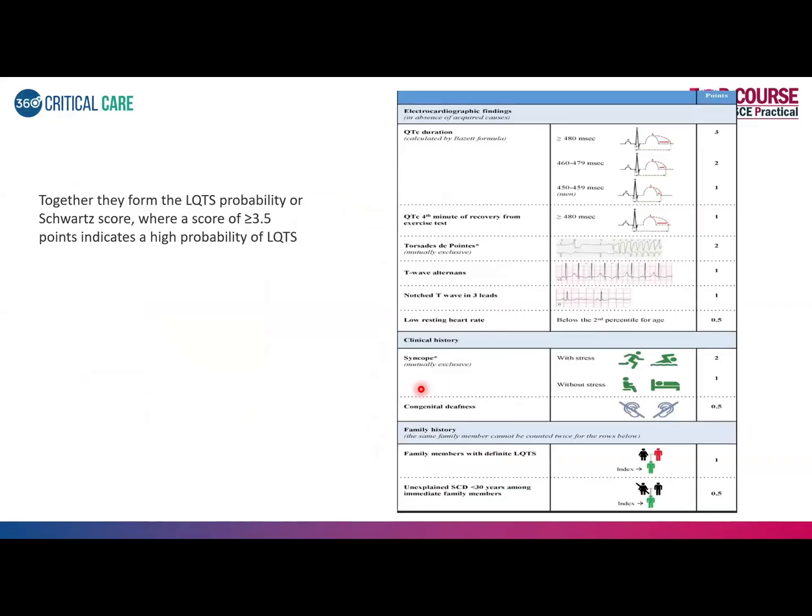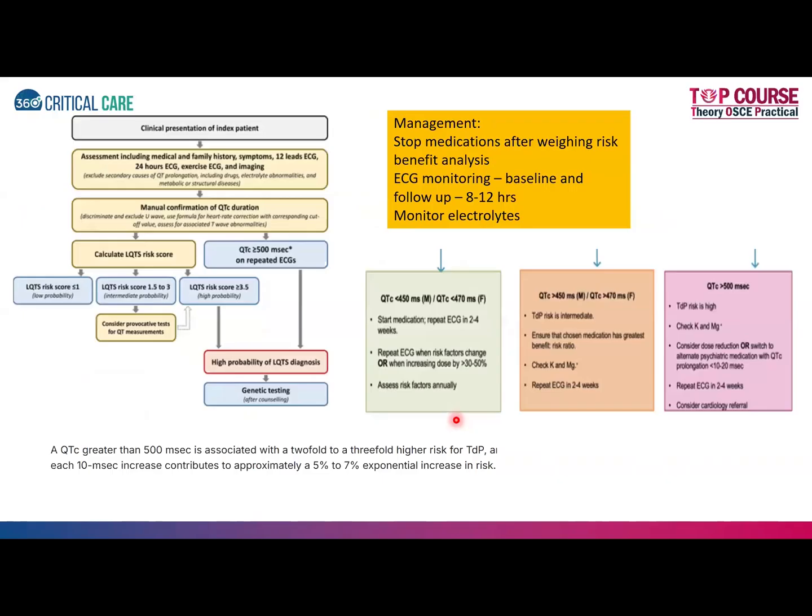And how do we diagnose, or how do we find out there is a probability of a long QT? The probability score is called the Schwartz score, and a score of greater than or equal to 3.5 indicates a high probability. It involves the electrocardiographic findings, clinical history, and the family history of the patient. So first, get a proper medical and family history with a 12 lead ECG, an exercise ECG, and imaging of the patient. Go for other tests also, like electrolyte abnormalities, any kind of metabolic diseases or structural diseases which might be present in the patient.